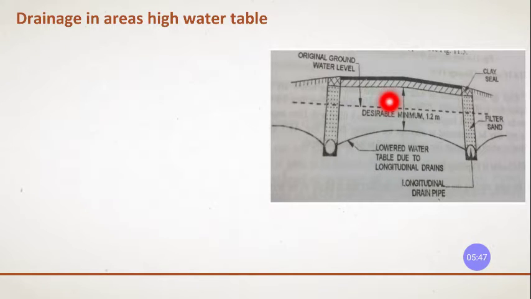So for that, you prepare a trench on both sides, or on one side if necessary. You provide a perforated pipe, over which you fill the filter sand, and at the top, on the road surface, you seal it with clay. So when the water tries to move towards the subgrade, it will drain into the longitudinal drains, and with the help of the longitudinal slope, this water is taken away from the road.